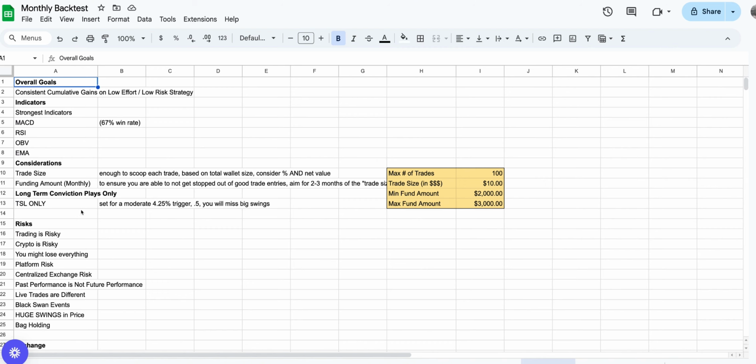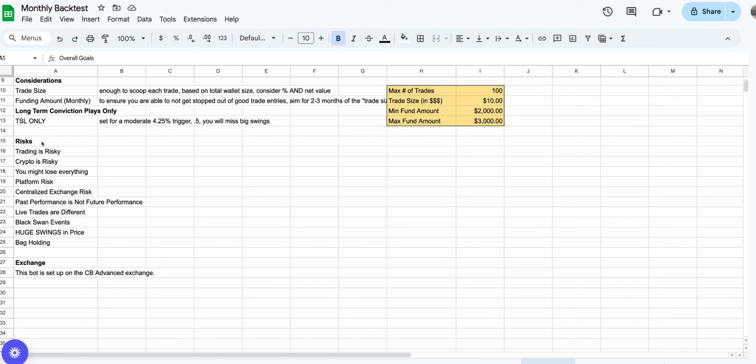So I do need to go through these risks real quick before I forget them. But trading is risky, crypto is risky, and you might lose everything. So this is not financial advice. I'm not your dad, so I can't tell you what to do. But do your own research, and this is for educational purposes to see what I'm doing, and for entertainment purposes to see if this is something you might want to explore. But don't take it as financial advice. Obviously, there's platform risk as well.